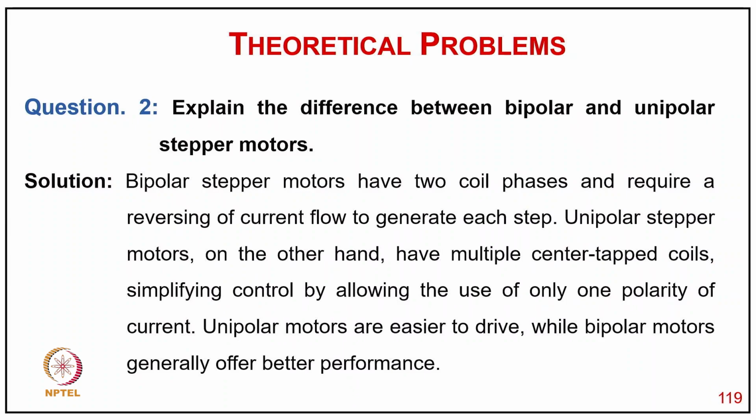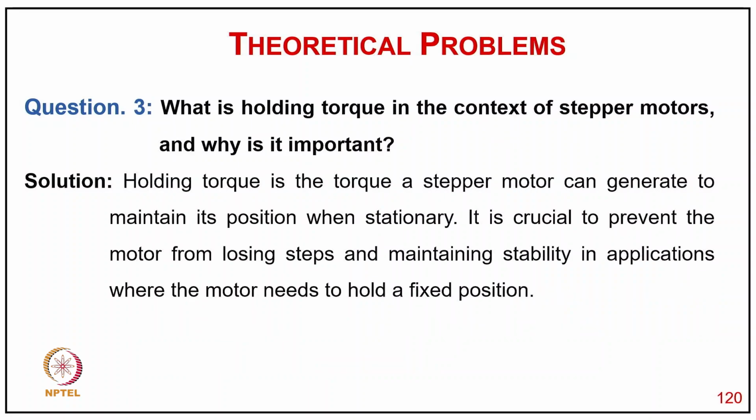Question 2. Explain the difference between bipolar and unipolar stepper motors. The solution is: bipolar stepper motors have 2 coils per phase and require a reversing of current flow to generate each step, and unipolar stepper motors, on the other hand, have multiple center tapped coils, simplifying control by allowing the use of only one polarity of current. Unipolar motors are easier to drive, while bipolar motors generally offer better performance. Now question 3, what is the holding torque in the context of a stepper motor and why is it important?